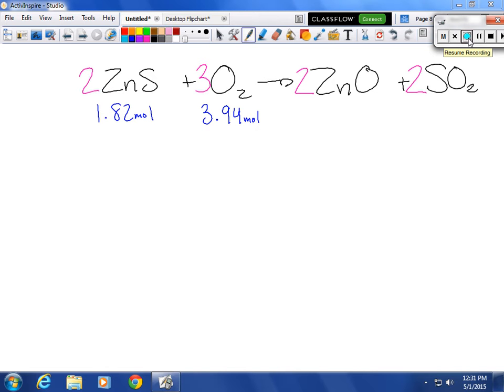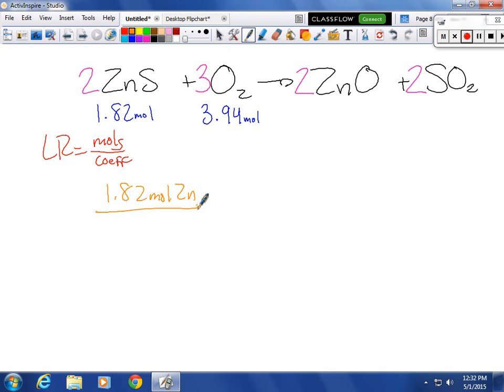All right, so here's the question. It says, if 1.82 moles of zinc sulfide is heated in the presence of 3.94 moles of O2, which is the limiting reactant? So remember that little cheat? LR is equal to moles divided by the coefficient. So I've got 1.82 moles of ZnS divided by what? 2. And then I've got 3.94 moles of O2 divided by 3.